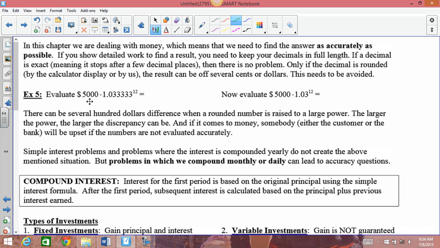So if you were to evaluate this in your calculator, 5,000 times 1 point, and put all of these digits in here and raising that to the 12th power, should take a second and put that in your calculator so you can see this. You should find that that comes out to a little over $7,000, $7,410.60. Now do the same thing on the right, but this time just put in 1.03.